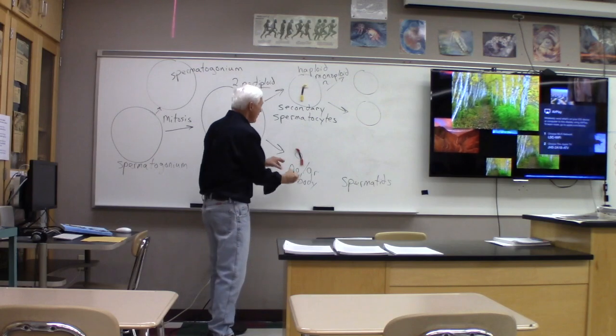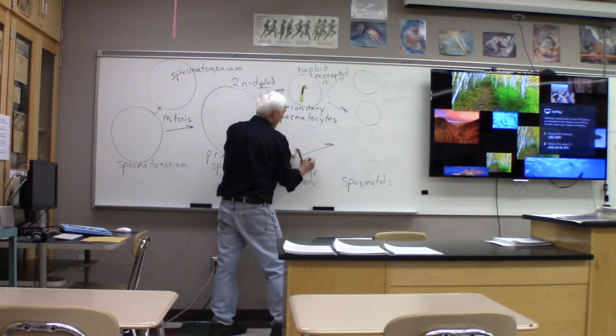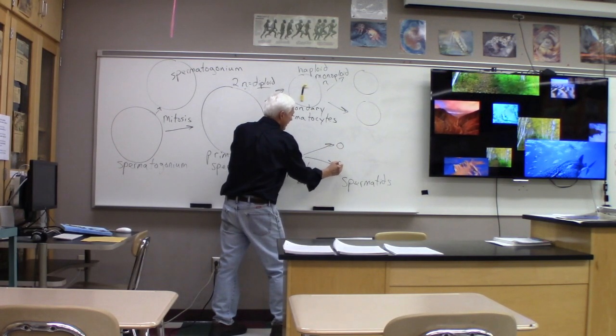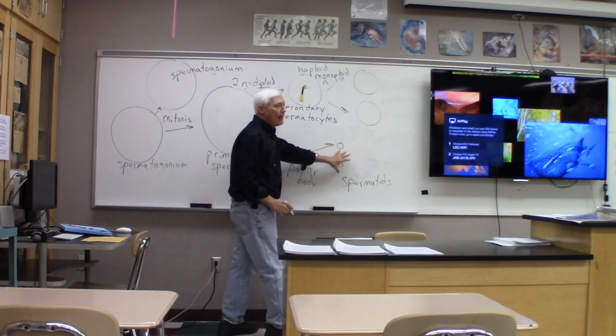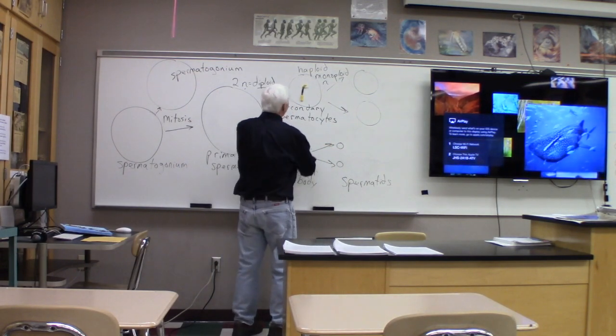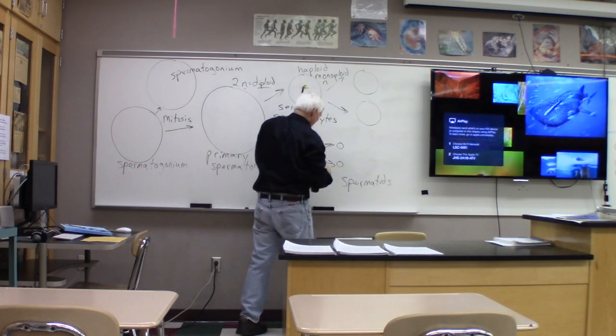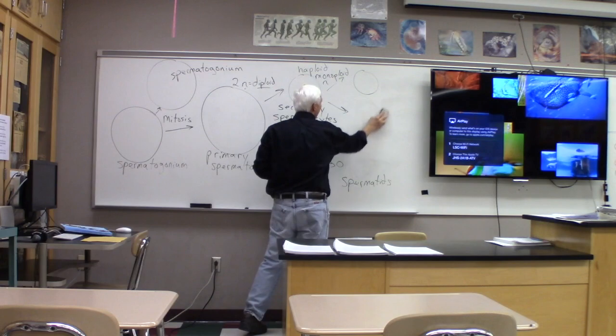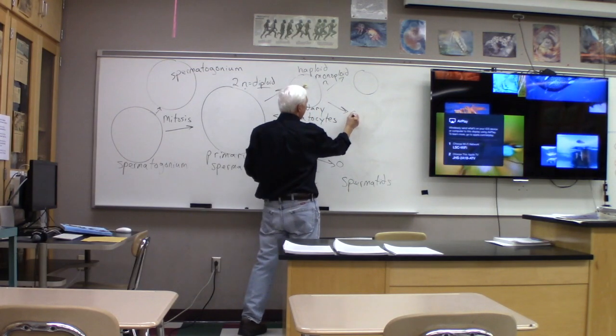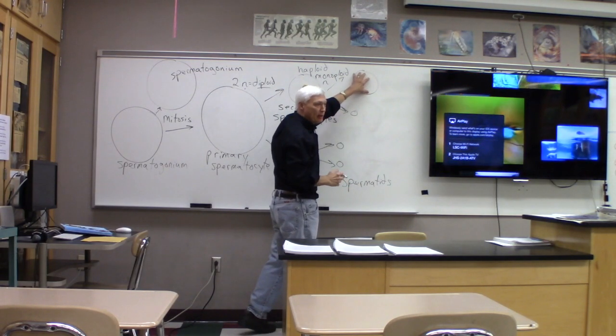Sometimes, it's not very often, this first polar body will divide into two, and then they die. When this egg, we'll call it, goes through meiosis 2, it kicks out another polar body, and there's our actual egg right there. You with me?